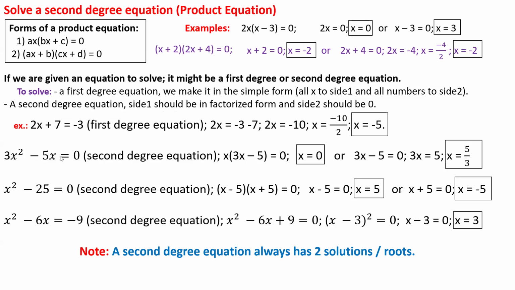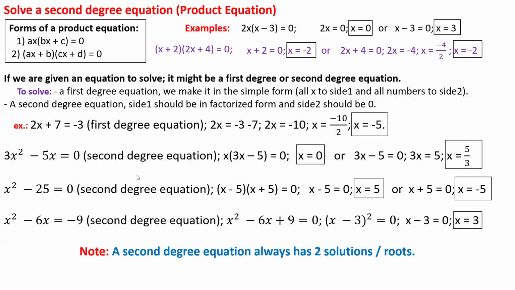3x squared minus 5x is equal to 0. This is a second degree equation since x has exponent 2. Side 2 should be 0. Side 1 should be in factorized form. Is it factorized? No. What's common between the terms? x. So I factorize it: x into 3x minus 5 is equal to 0. So either x is equal to 0 or 3x minus 5 is equal to 0. Then 3x equals 5 and x is equal to 5 over 3.